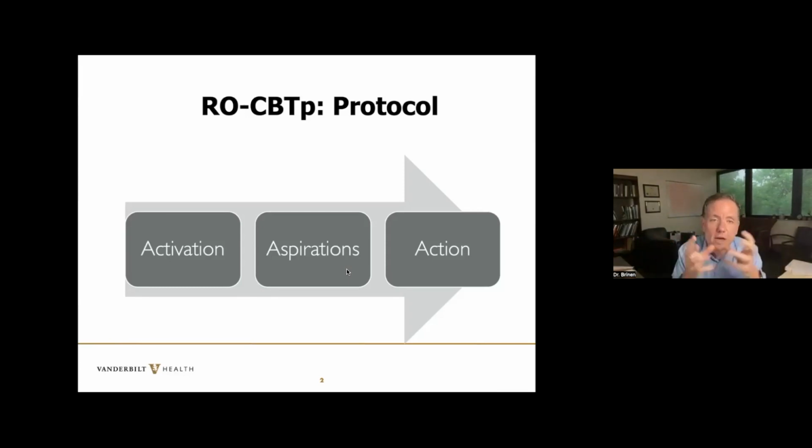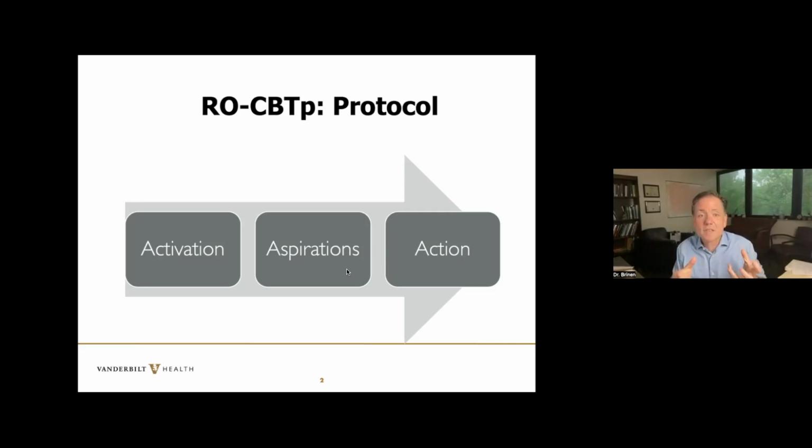The CT-R protocol of activation, aspirations, and then action. Activation is this idea of jumping in and activating the individual into an adaptive mode. It can be everything from small talk. It can be doing an activity with somebody like throwing a frisbee or watching a video or going for a walk. It can be giving somebody a little bit of a simple gift, any of those pieces.